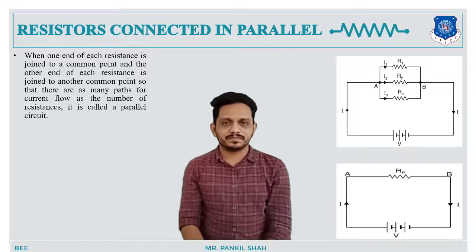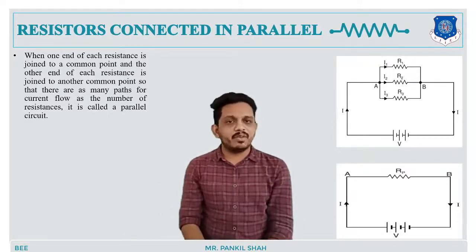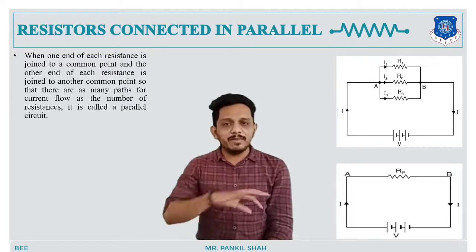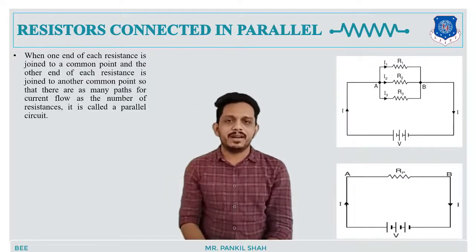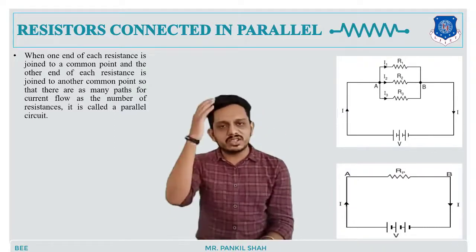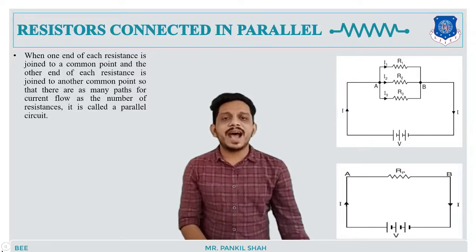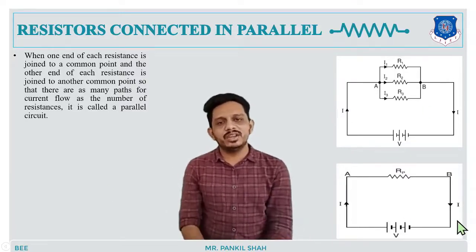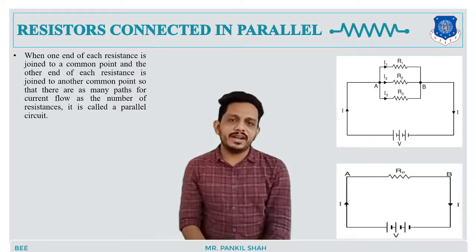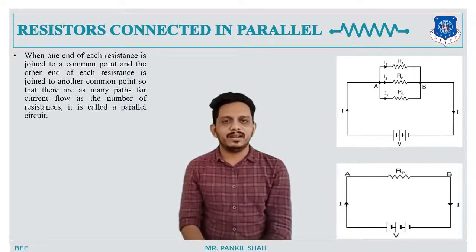In series connection, voltage was different and current was the same, and in parallel connection, voltage is the same but current is different. Now, our aim in this theory is also the same. Our aim is to eliminate these three resistors connected in parallel, and we want to put one single resistor instead of this three-resistor parallel combination. That means we want to find the R equivalent in this theory also. So how can we find R equivalent from these three resistors connected in parallel?